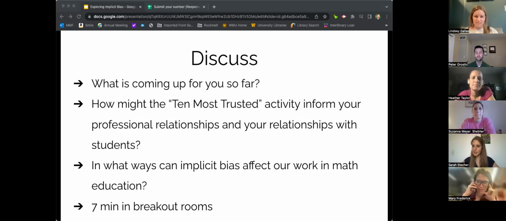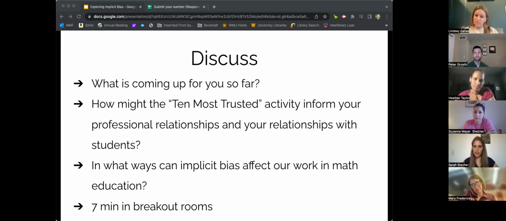I was talking with a group about how we set expectations for kids based on their demeanor, whether they seem motivated that day or seem willing to learn. Or even the idea that we might trust students that are more like us, and thinking about that 10 most trusted activity in terms of our students.